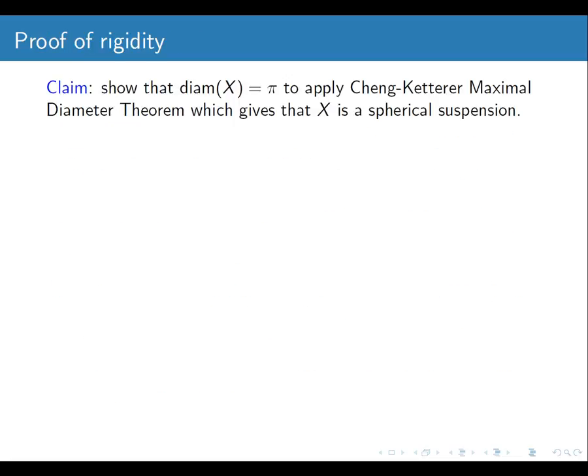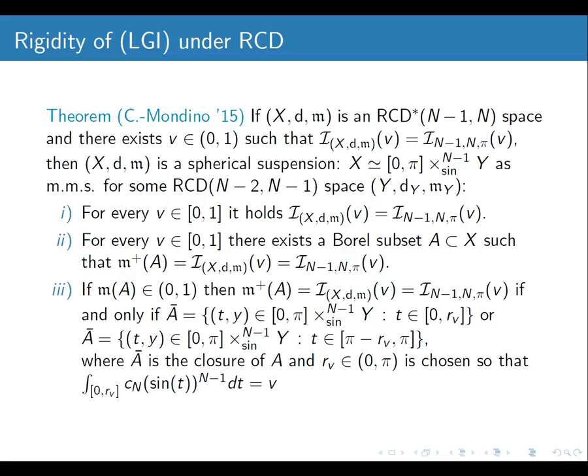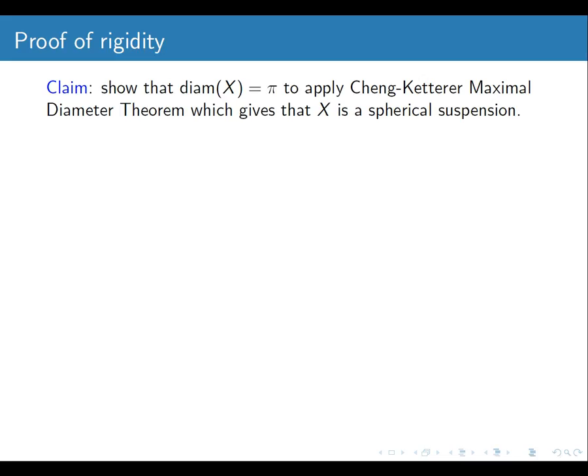And I will be very quick on why this theorem holds. This theorem holds because we apply the rigidity theorem proved by Ketterer, the maximal diameter theorem that holds on RCD spaces. It goes as follows: if you start from an RCD space verifying RCD star with n-1 and n, and this space has diameter pi, then this space is a spherical suspension. Once you know that your space is a spherical suspension, you can do all the calculations and understand which are the isoperimetric regions. So the claim was to prove that the diameter has to be pi.